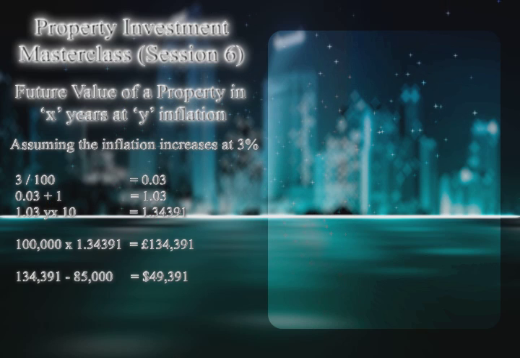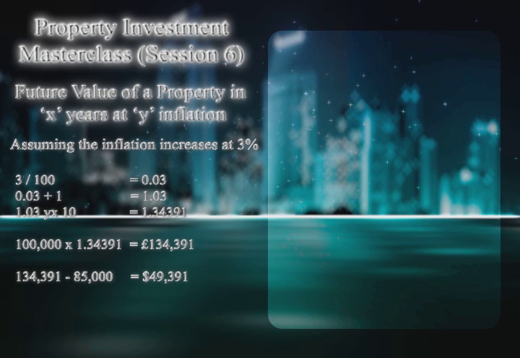Now you multiply the purchase price of whatever you've paid for that property to give you the future value of what that property is. So that is, in this example, 100,000. So what we'd have is we times 100,000 by that 1.34391, and that gives you 134,391. So assuming a 3% inflation rate, we would see that property be valued at 134,391 in 10 years.